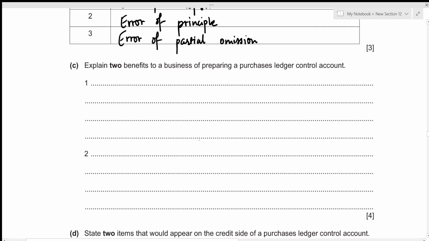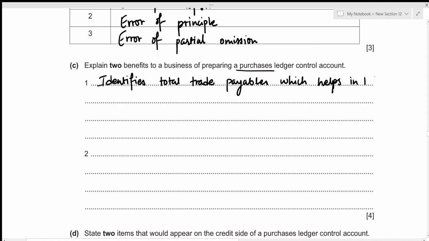Explain 2 benefits to a business of preparing a purchases ledger control account. So if we're talking about purchases, obviously it helps identifying the trade payables, which ultimately helps in the preparation of financial statements. Let's write that down. Identifies total trade payables, which helps in the preparation of financial statements.